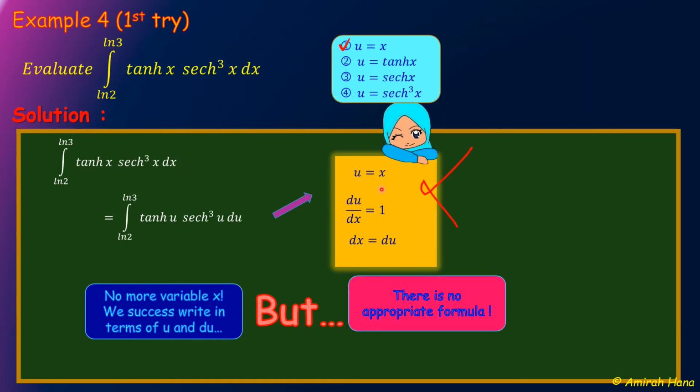So in this case, we chose the wrong u, because we cannot integrate, as there is no appropriate formula to integrate this function. Alright, that means we need to choose another function as u. You got it?